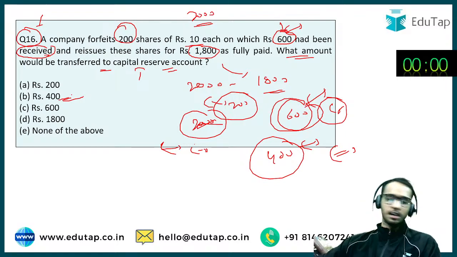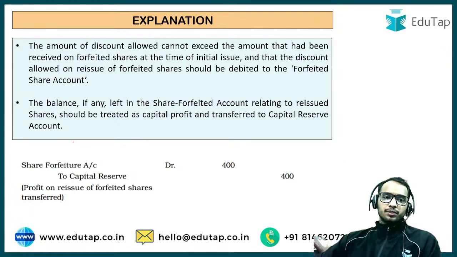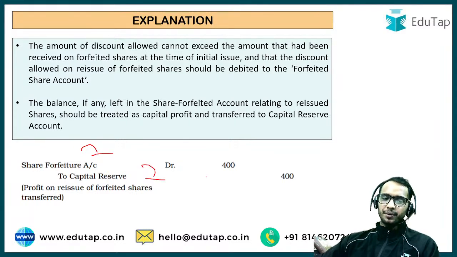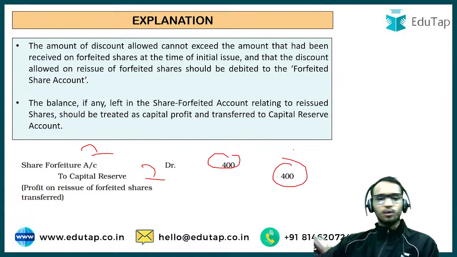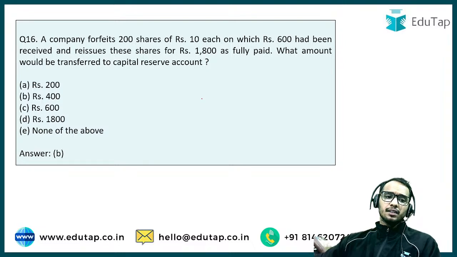Really good. Chalo. The entry would be like this: share forfeiture account will be transferred to capital reserve, that is 400. This we have done.